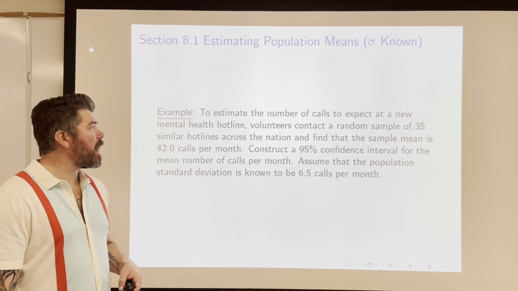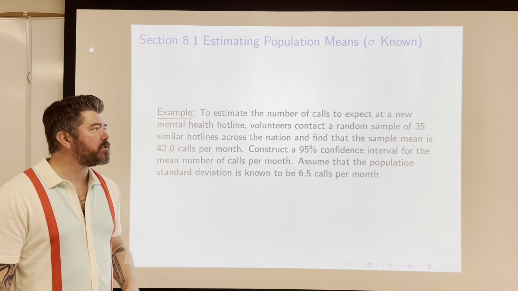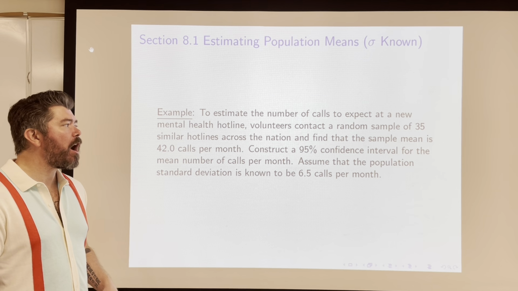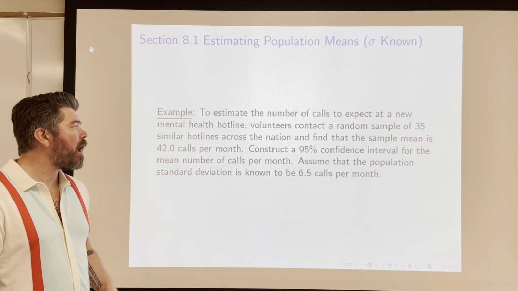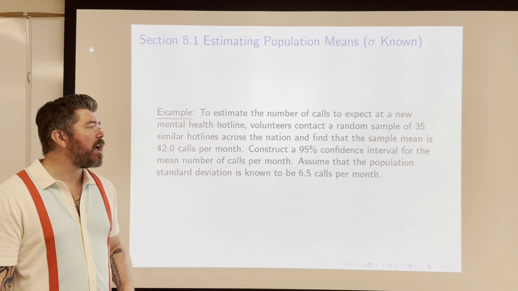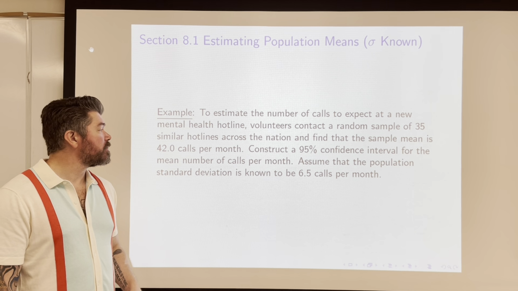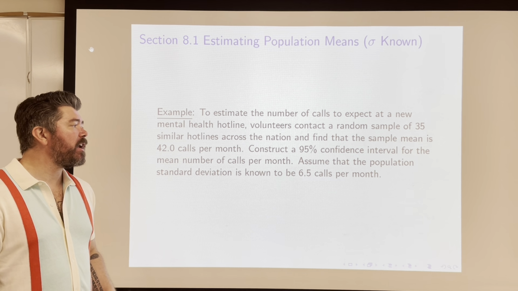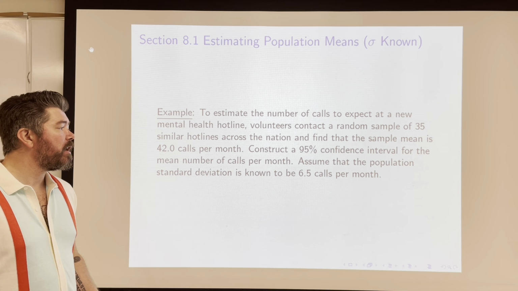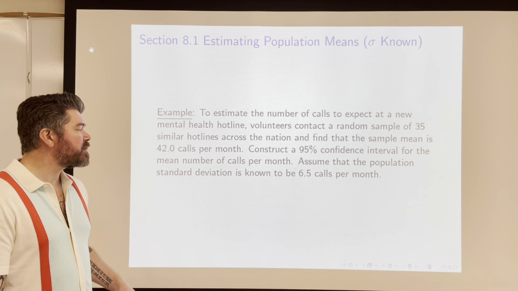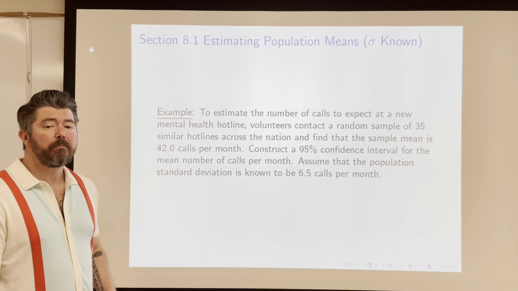Okay, so let's look at an example putting it all together. To estimate the number of calls to expect at a new mental health hotline, volunteers contact a random sample of 35 similar hotlines across the nation and find that the sample mean is 42.0 calls per month. Construct a 95% confidence interval for the mean number of calls per month. Assume that the population standard deviation is known to be 6.5 calls per month.